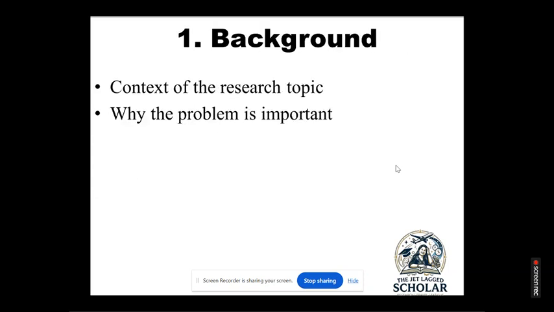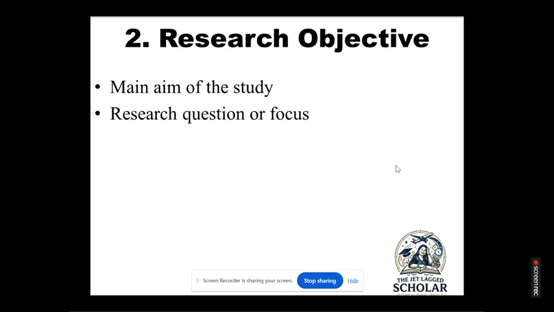Now coming to the very first part, that is the background. So what is the background? It is basically a brief context of the research topic and what problem you are going to address via this paper. This will constitute the background. Then the second part is the research objective. Objective is the main aim or the need for the study. It focuses upon the research question or the actual focus area of the paper.